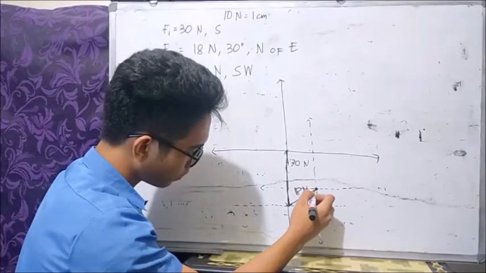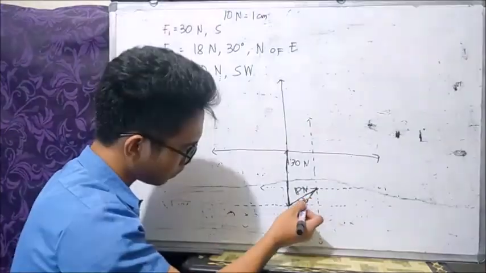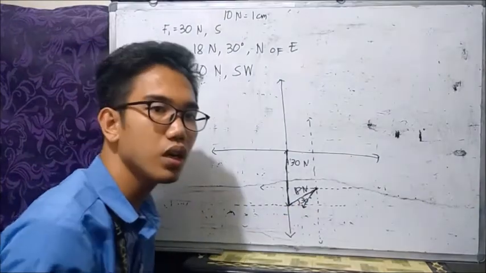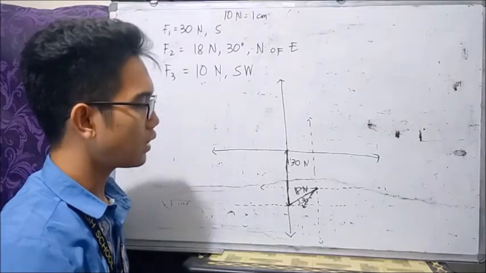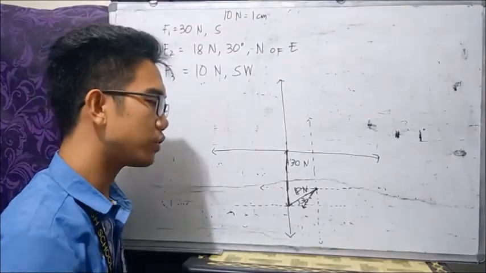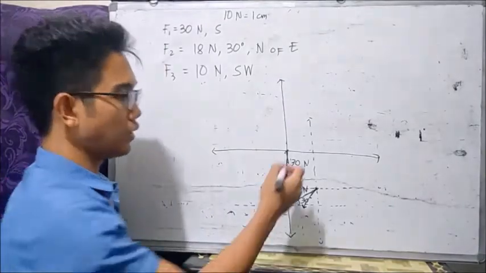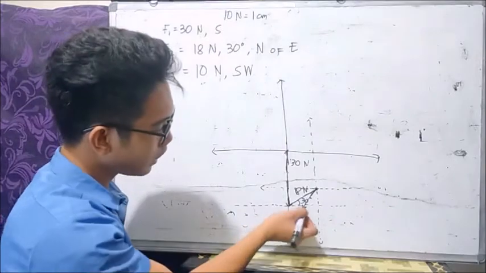So we have here our answer. Okay, so this would be it. Okay, let's just imagine that one. But be sure that when doing this, you are using your ruler, and you are also using your protractor to measure the angle. Okay, so now here, this is the last vector.